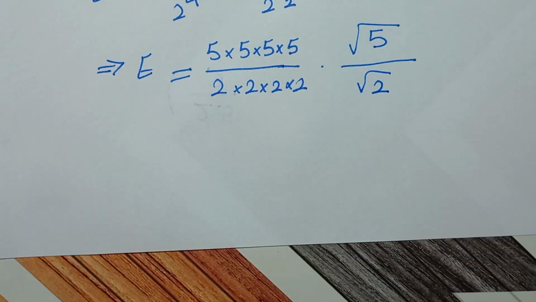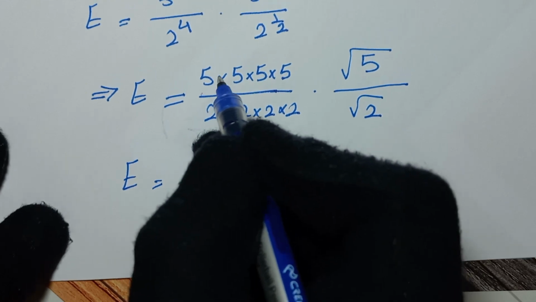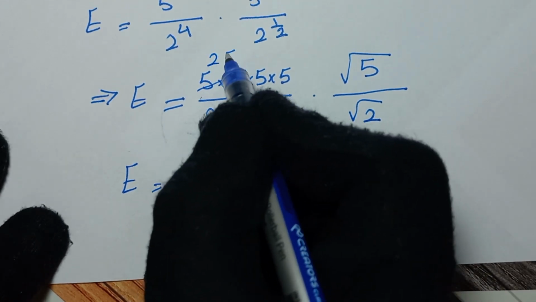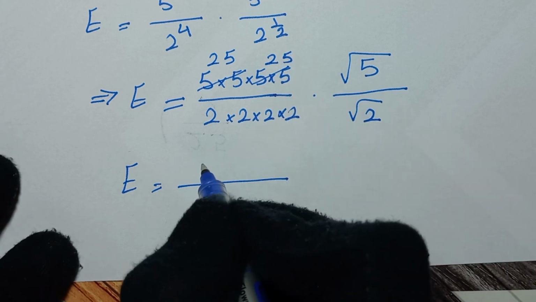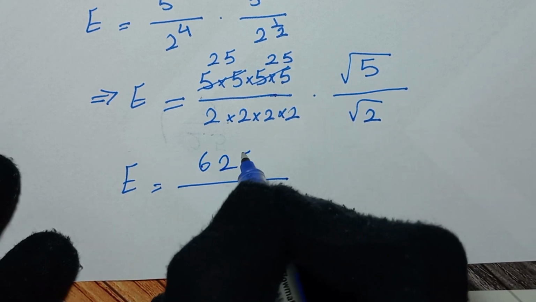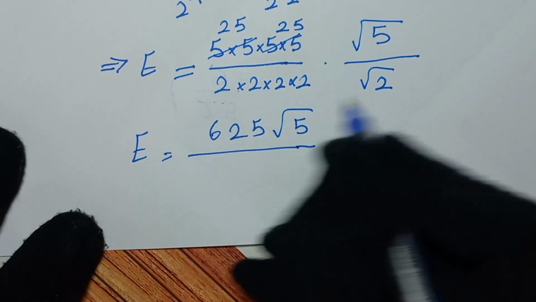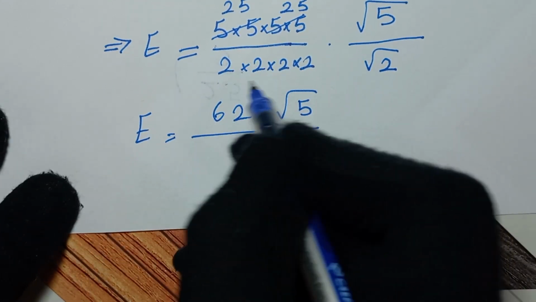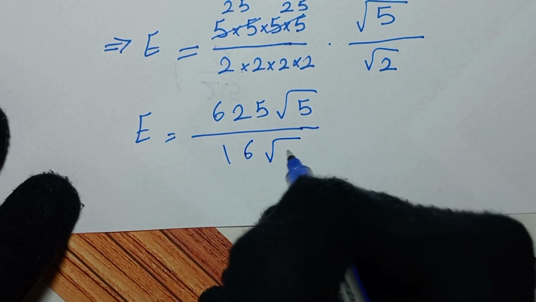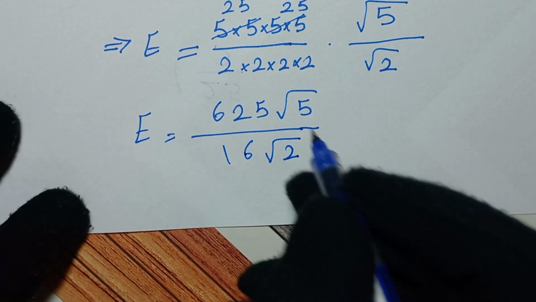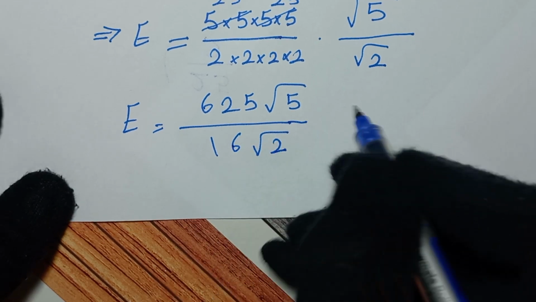So, in the next step, e is equal to 5 to the power of 5 is 25, and this is 25, and 25 times 25 will be 625, and times the square root of 5. For the denominator, 2 times 2 is 4, 4 times 2 is 8, and 8 times 2 is 16, so it will be 16 square root of 2. And here we can rationalize this fraction, so we multiply numerator and denominator by this square root of 2.